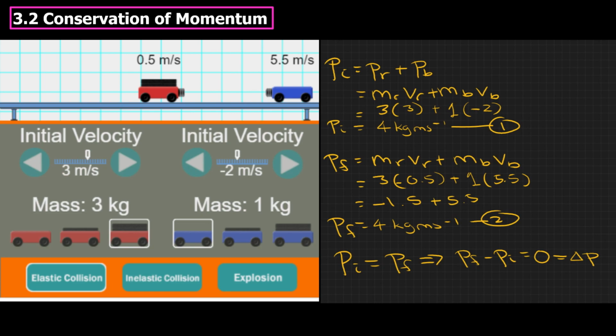By looking at this simulation and calculating the before and after situation, we are able to show that momentum is conserved, which is the statement right over here. This is what the conservation of momentum says. That is all.